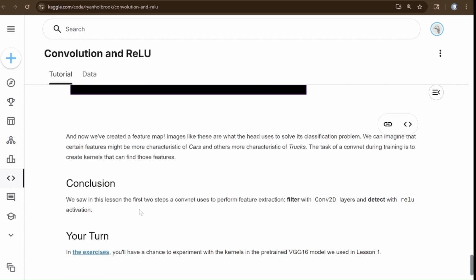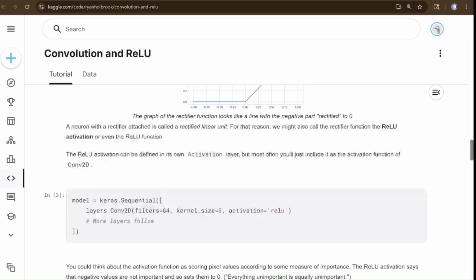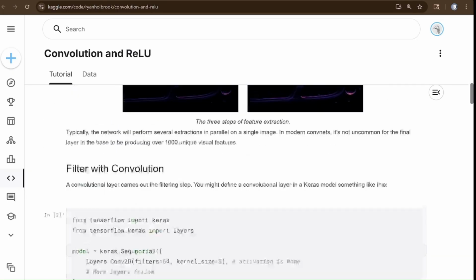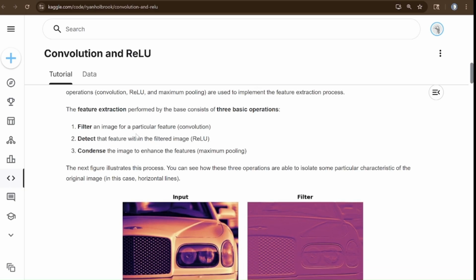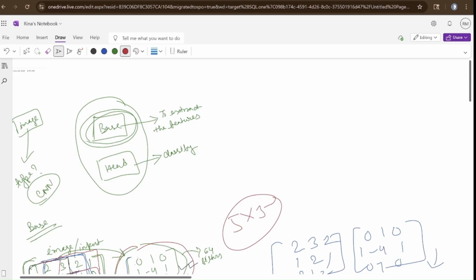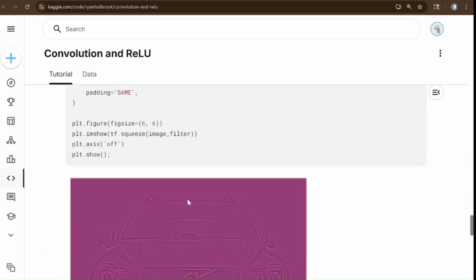So we saw in this lesson the first two steps: filter with conv2d layers, and detect with ReLU. So we have completed these two parts. One is filtering, another one is detecting. The filter will give you some feature maps and ReLU will remove the negatives, make them 0 and keep the positives. In our next class we are going to understand the third part. Once you understand all of them, then you complete this particular base part. Now let's do the exercise.